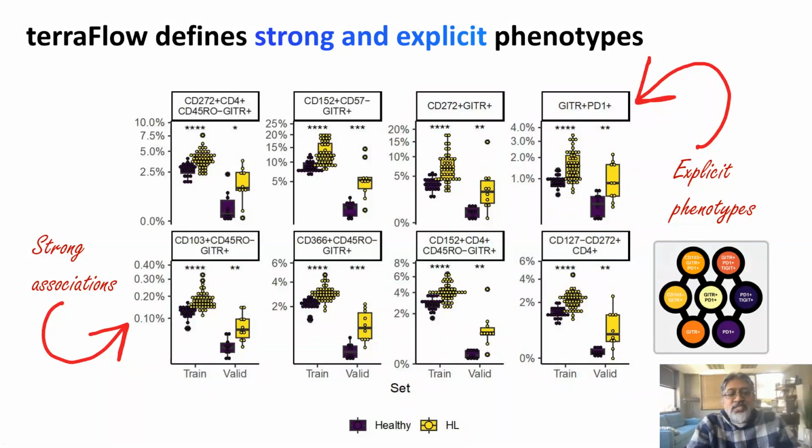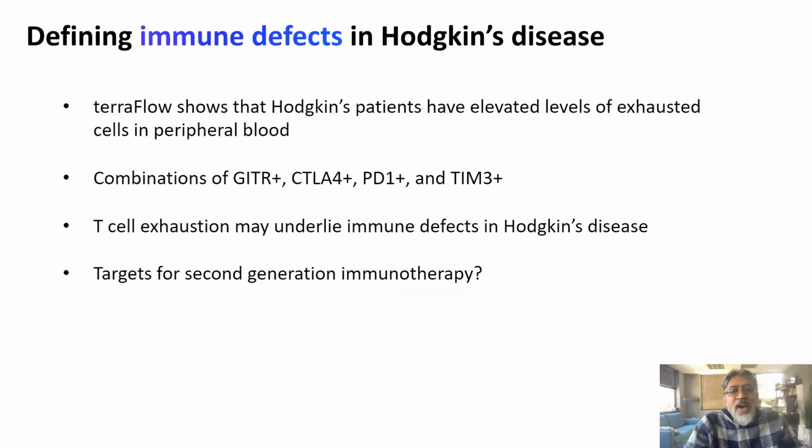And one of the things that you see is that the patients who have Hodgkin's lymphoma are in yellow here, and they have higher levels of GITR expressing cells, CD272 expressing cells, PD1 positive cells, all markers of cellular exhaustion. And so we can define some of the immune defects in Hodgkin's patients.